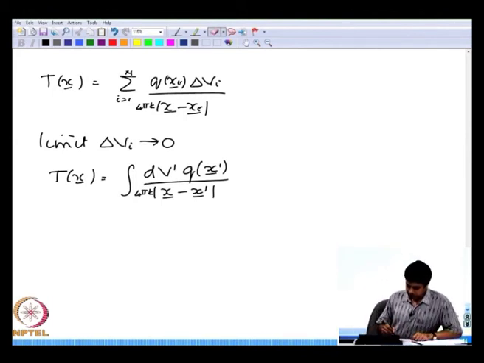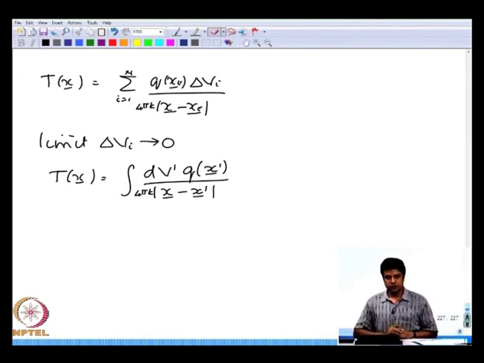If you take the limit delta V i going to 0, this T of x is equal to an integral over the volume of the amount of heat coming out per unit volume per unit time at the location x prime, divided by 4 pi k times x minus x prime. So, that is the total temperature due to all of these small volumes.